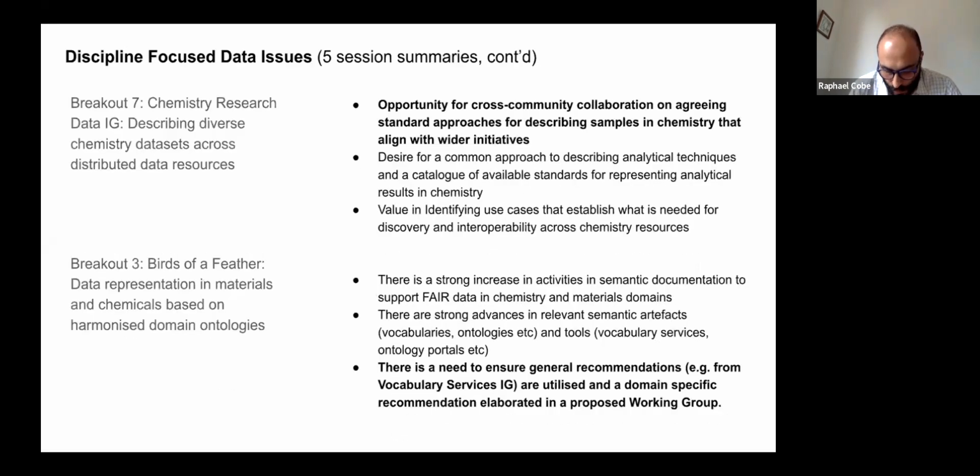Okay, next is the chemistry research data interest group. They reported an opportunity for cross-community collaboration on agreeing a standards approach for describing samples in chemistry that aligns with wider initiatives. Next is the BOF regarding data representation in materials and chemicals based on harmonized domain ontologies. The takeaway from this BOF was that they propose to start a working group.